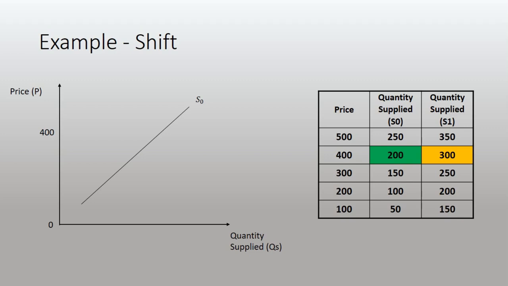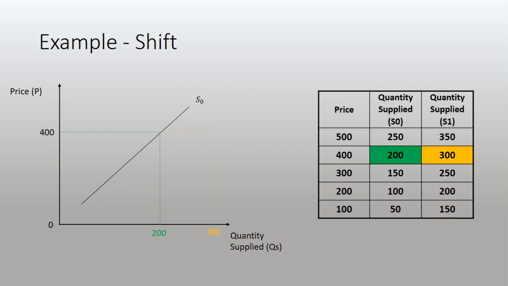So assuming our original price at 400, initially we are supplying 200 at that price. However, with this increase in production technology, we are able to produce more goods and supply more goods to our consumers. This would increase our supply to 300. We can then illustrate this by firstly showing our 200, or our quantity supplied, along our original supply curve, and at the exact same price to 300.